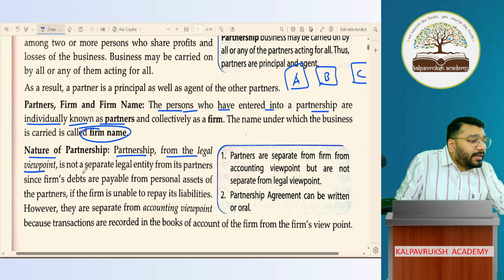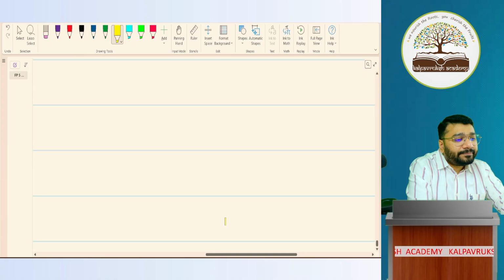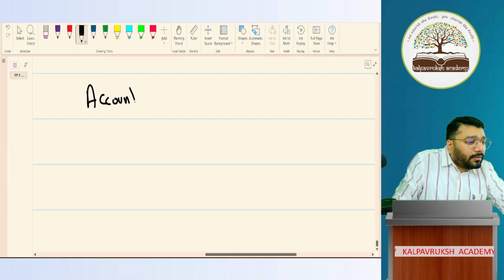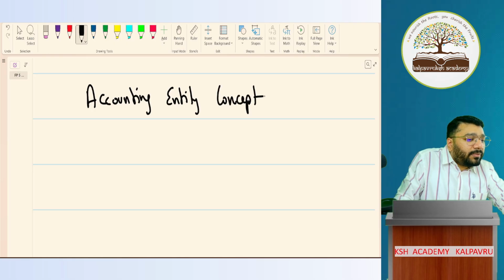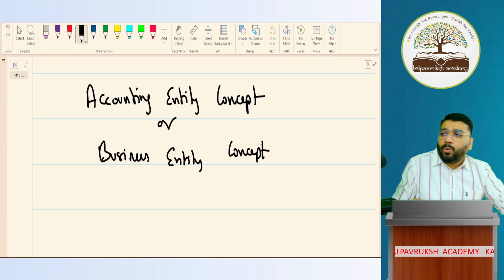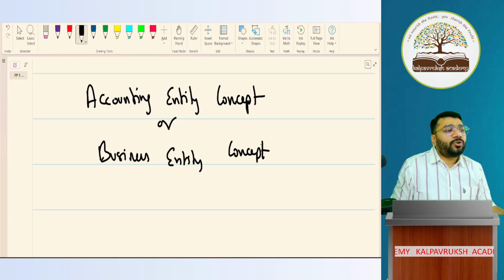Partnership from the legal viewpoint is not a separate legal entity from its partners. Now, have you all studied 11th properly? Okay. In 11th, we came across one topic called the accounting entity concept, or it is also called the business entity concept. Can someone tell me what this means? Why did this concept come into picture first? Very good.